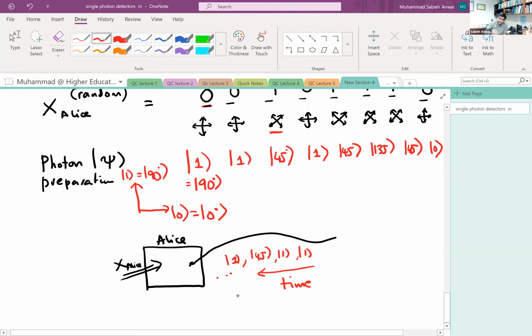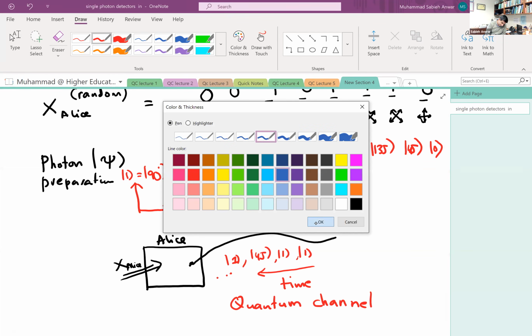And since these are photons, they have to go on a quantum channel, like an optical fiber, which is less susceptible to noise. And then the photons are received at Bob's end.